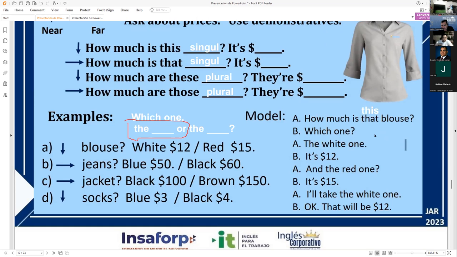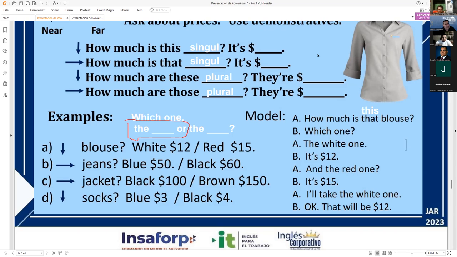Thank you. Yes. How much is this blouse? Which one? The white one is $12 and the red one is $15. I'll take the white one. Okay, that will be $12. Now for plural, the jeans. Far. How much are those jeans? Which ones? The blue ones? Okay, which ones? You say... The option, the blue ones or the black ones.